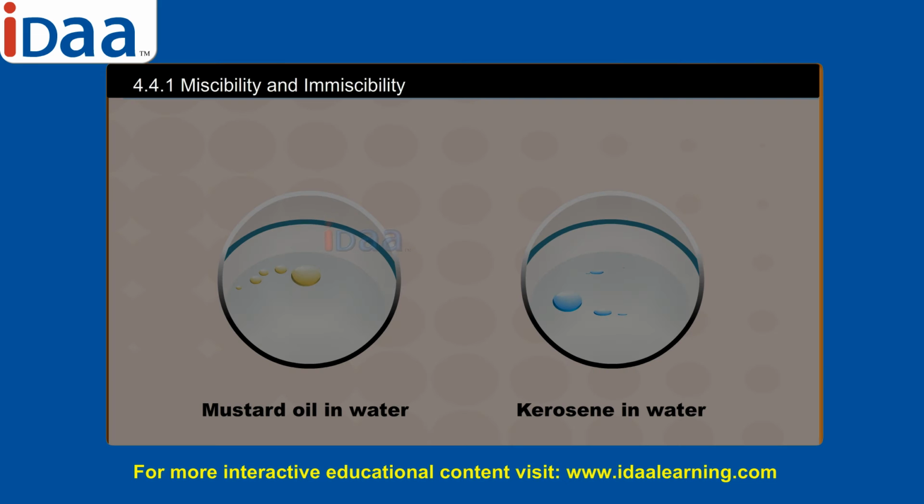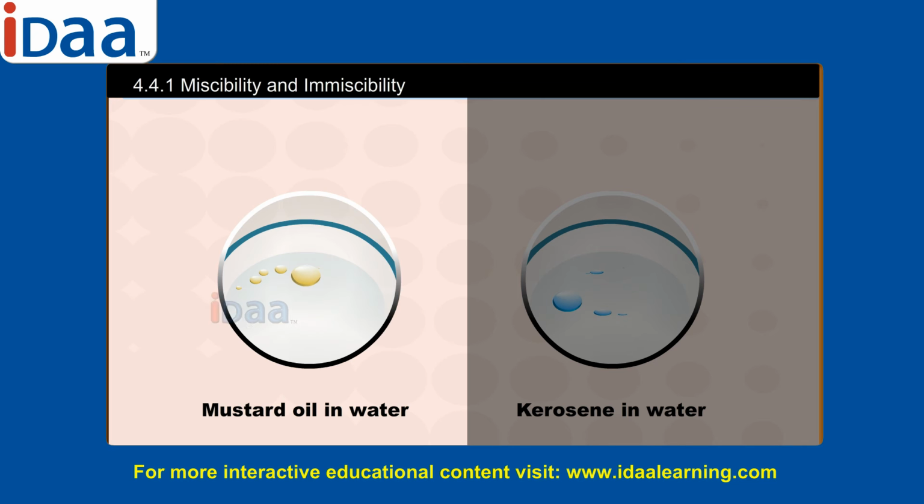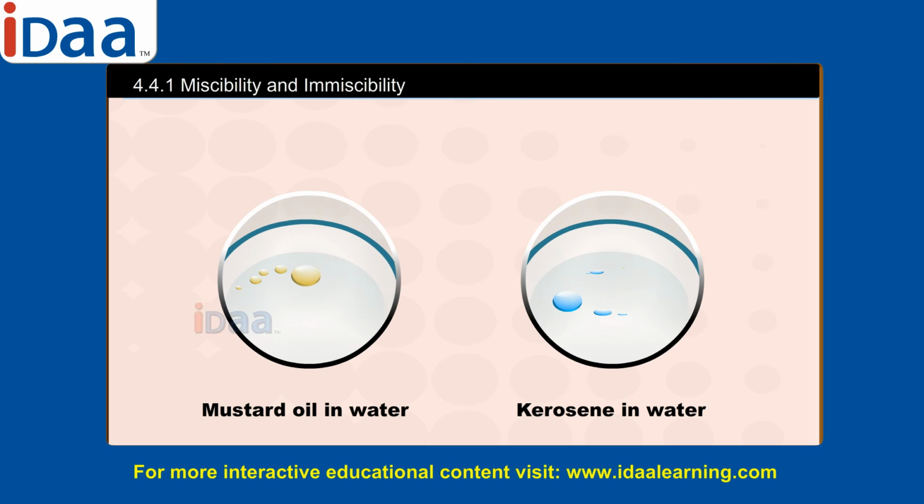By contrast, liquids are said to be immiscible if in some proportion they form a heterogeneous solution. It means that they cannot be mixed together and form a separate layer. Example: mustard oil, kerosene, and water.